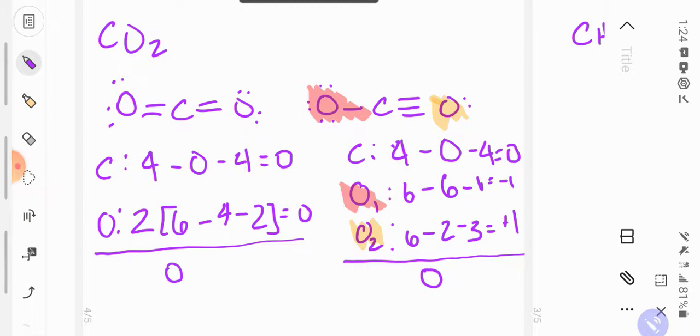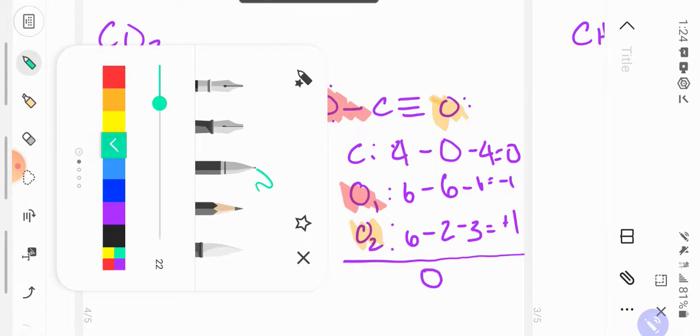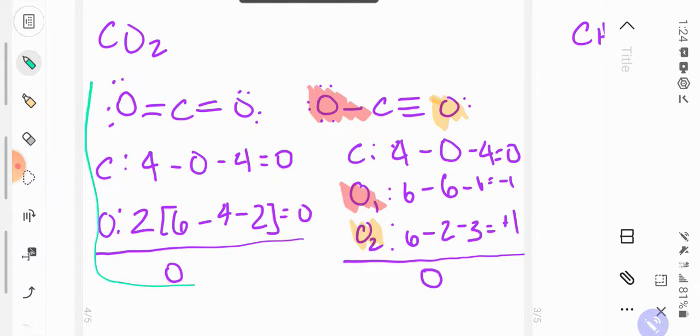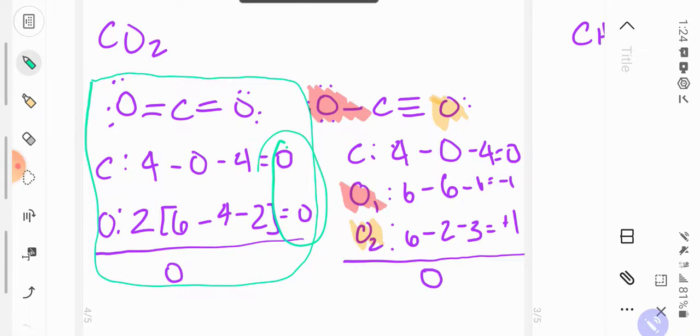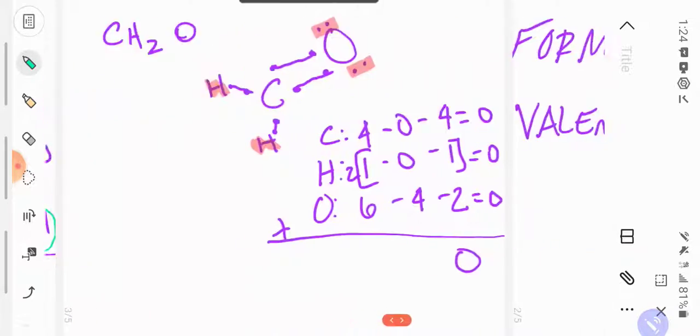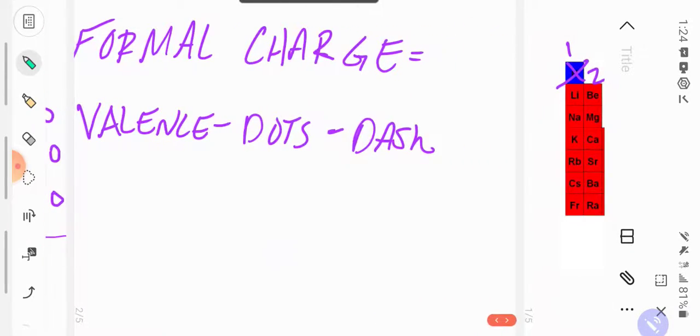So while my bottom line still comes out to 0, this one over here is the better structure because everybody is 0. This oxygen right here is super duper unhappy with the +1 charge because oxygen is super electronegative and it wants to have lots of electrons. We should make it super negative. So at the end of the day, just use this formula, valence minus dots minus dash, and you'll be in the good.